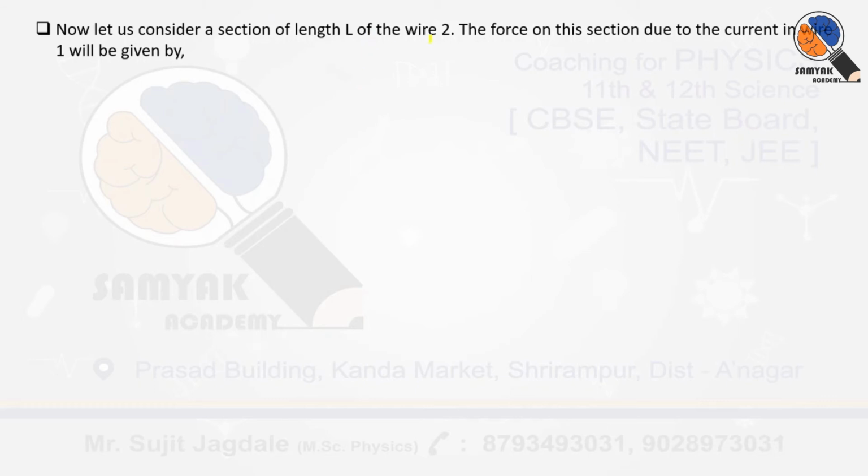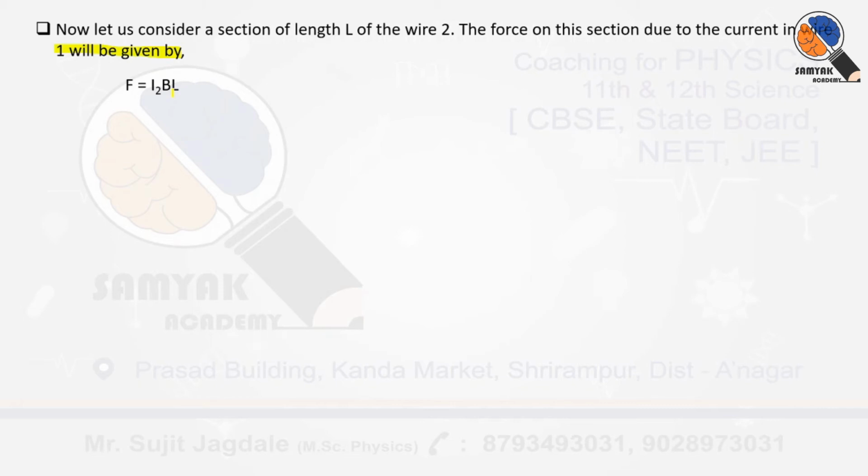So suppose, consider a section of length capital L of the wire 2 and the force on this section due to the current in the wire 1 will be given by F is equals to I2 into B into L. हे मी आता सांगितलं होतं की ILB sin theta ही व्हॅल्यू आपण ॲक्च्युली फोर्ससाठी घेत असतो. तर साइन थीटा हा 90 डिग्री आहे कारण की लेंथ आणि मॅग्नेटिक फील्ड ह्या एकमेकांना परपेंडिक्युलर आहेत.